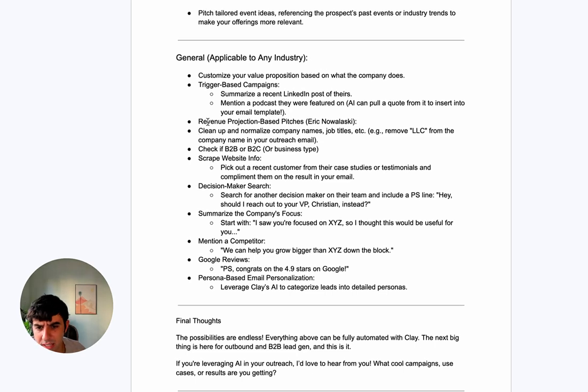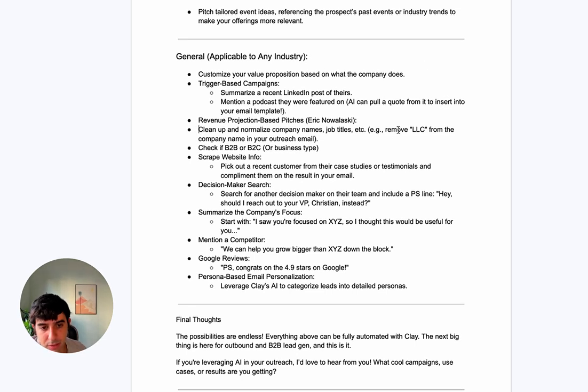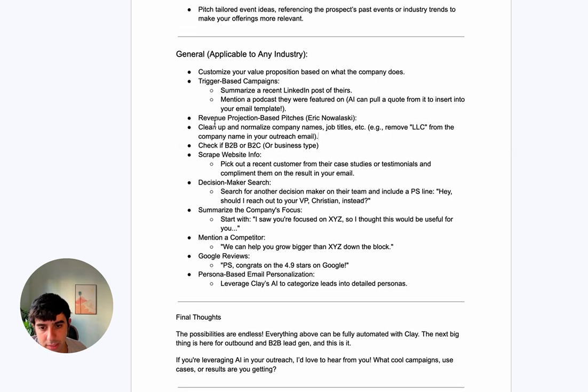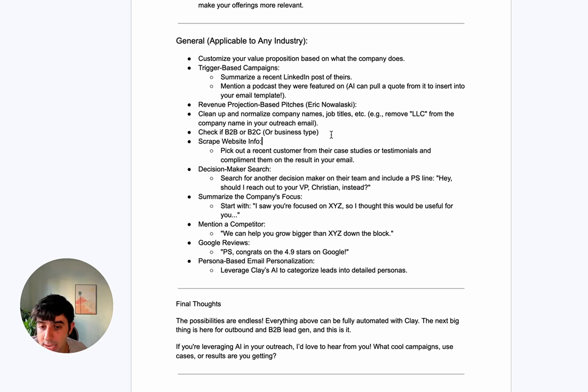Another one, and this is an easy one, is you can clean up and normalize company names and job titles. So normally if you go to Apollo and you get a list of companies to reach out to and prospect, it's going to have like LLC, it's going to have Inc. in their name. So you can have simple use cases, you can have AI just clean up data so that it doesn't look weird when you mention that. You can also use AI to check if a business is B2B or B2C, right?